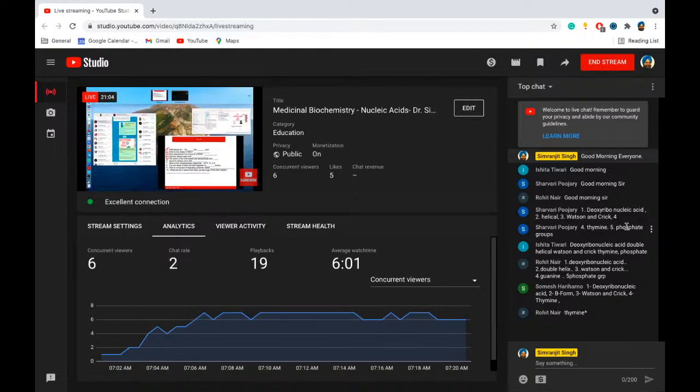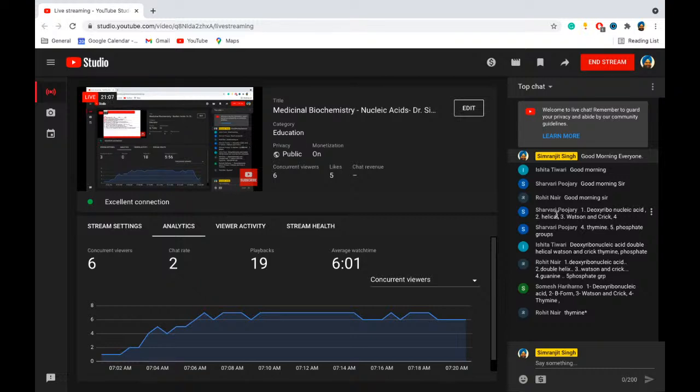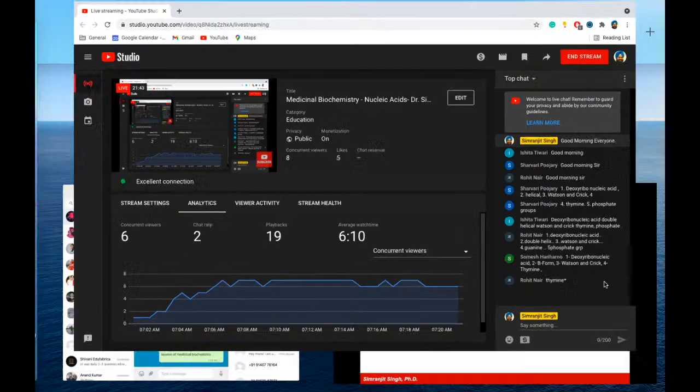Deoxyribonucleic acid. It's a double stranded helical. Yeah, double stranded DNA, double helical. Yeah, Watson and Crick, thymine, phosphate group. Good, very nice, Sharvari Pujure. Very nice. Good, good. It's helical, but not B form, Sumesh. Thymine, phosphate. Okay, now answer the next five.